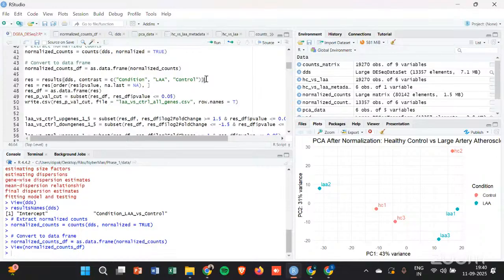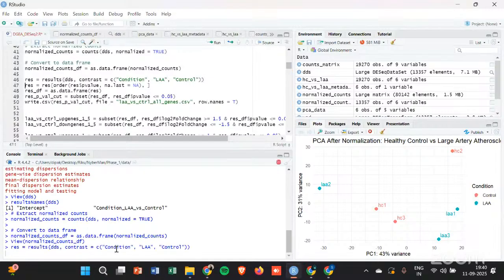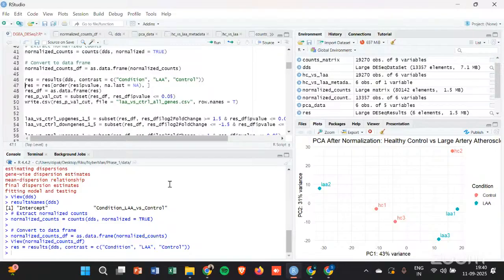So now if I run this results function with the definition like this, again remember, column, condition, baseline, this has to be your definition. If I run the results function, it will perform the hypothesis testing. Again, it took a couple of seconds, but now I have the results object.